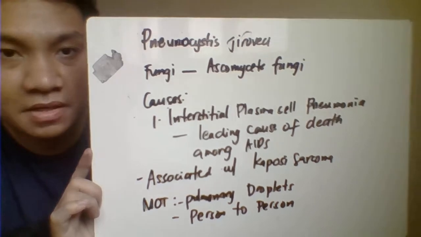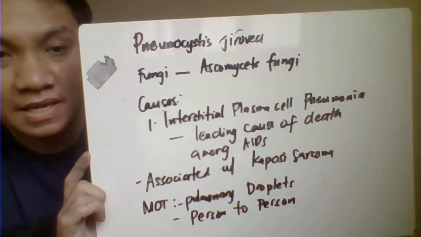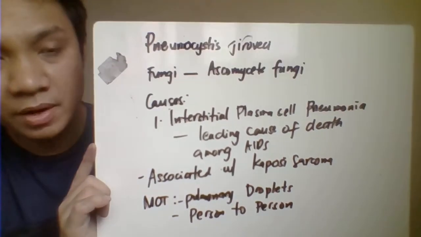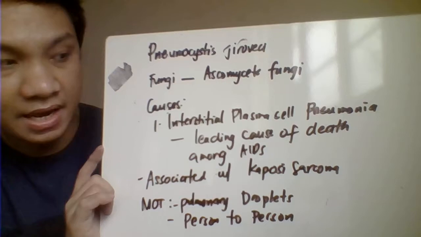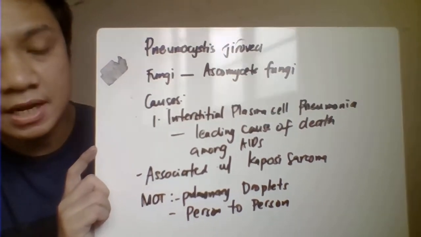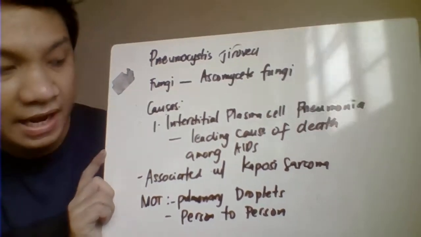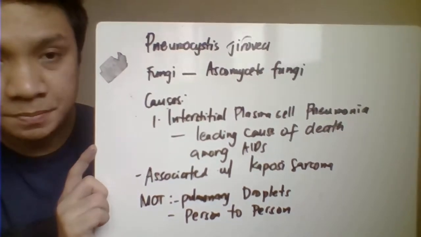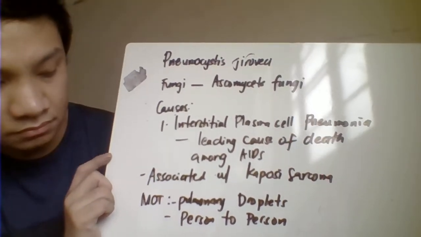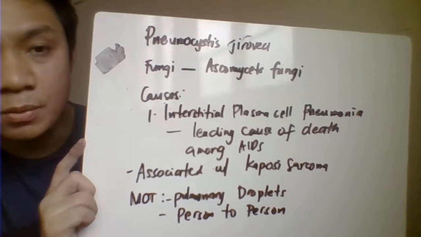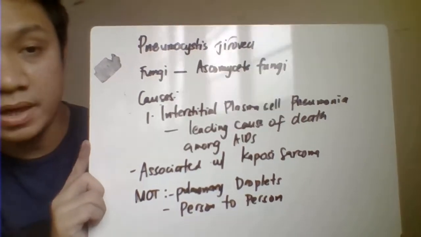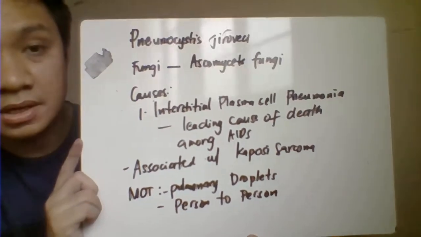Okay, the last one we have here is the Pneumocystis jirovecii. The former name for that is Pneumocystis carinii. This one belongs to the Ascomycetes fungi. It causes atypical interstitial plasma cell pneumonia, so it's a pneumonia manifestation. It is regarded as the leading cause of death among HIV patients. This one is also associated with Kaposi sarcoma. Most likely, patients with AIDS would have this infection along with Kaposi sarcoma, which is your skin manifestation with HIV.